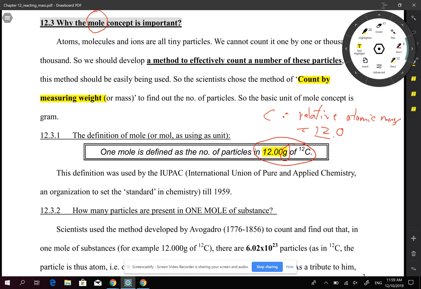But how many carbon atoms are in it? The scientists then used some method to find out the exact number of carbon atoms in it. But the fundamental of the mole concept is we know that one atom has a mass of 12.0. Just put a gram, the unit, so that it can be weighed. Then it is designed to be 1 mole. And that is how the mole concept comes from. OK?